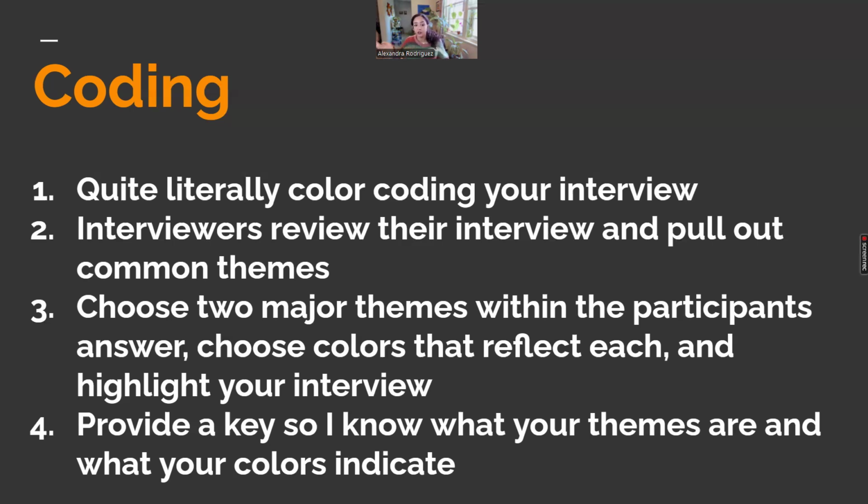And you also need to make sure that you provide a key so that I know what you're talking about. So if you are using the color purple and green to code your interview, make sure I know what purple means and what green means. Otherwise, I'm not going to know what your themes are, right? So make sure that you state, green highlight is this theme and purple highlight is this theme. And make sure that's at the top, so as I'm reading your interview, I know what themes you're talking about.